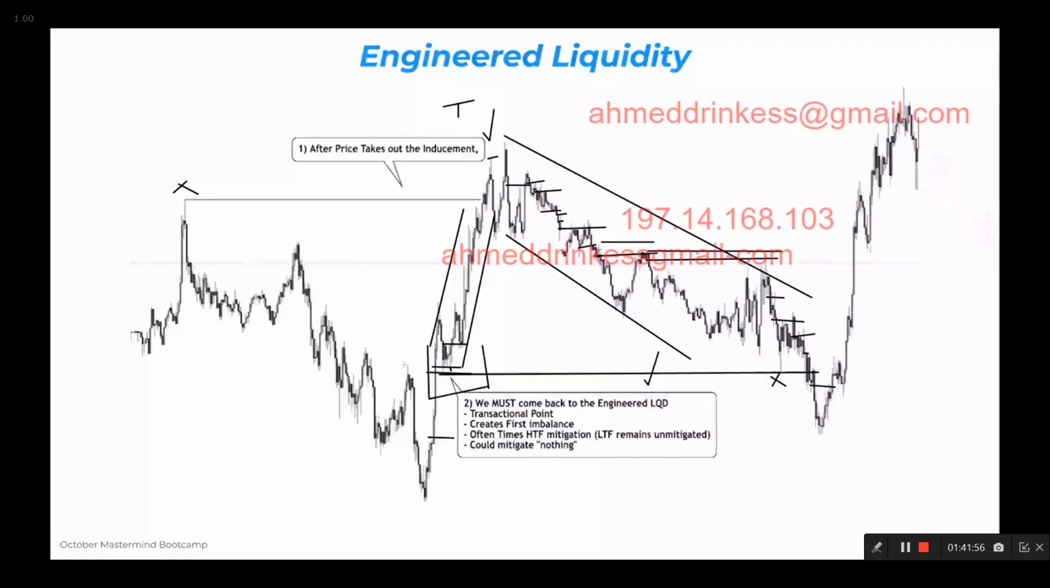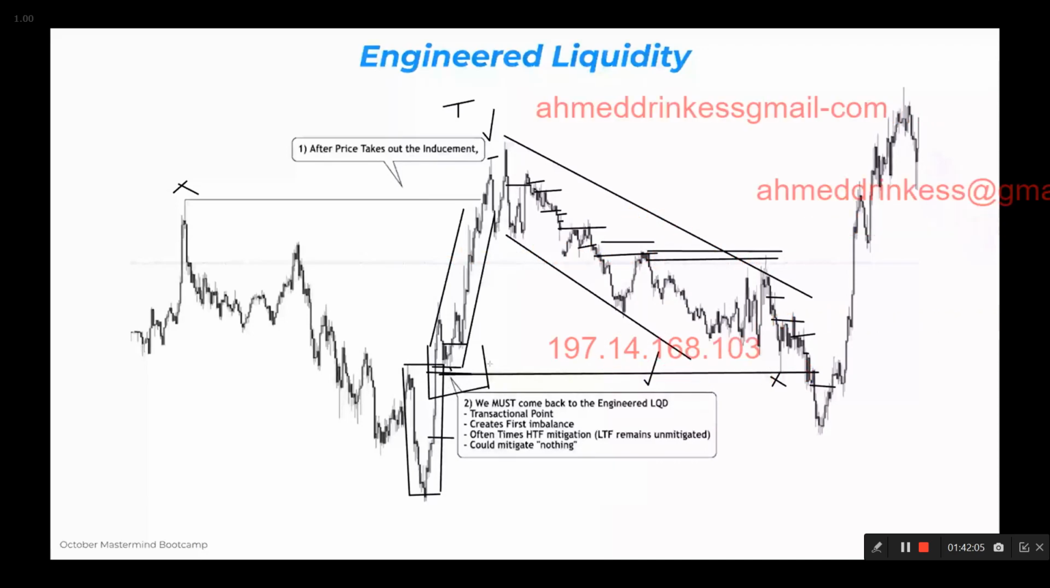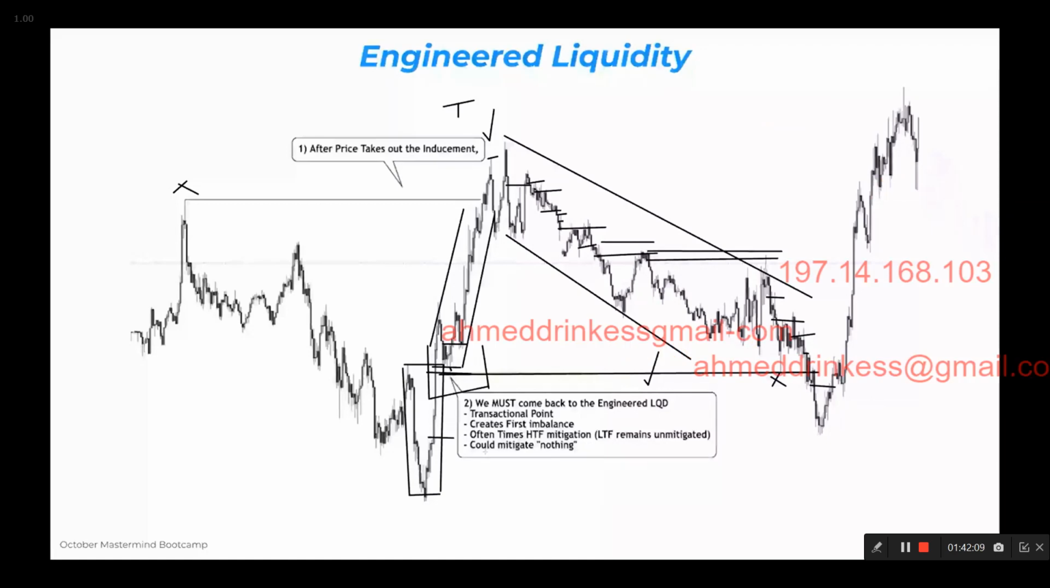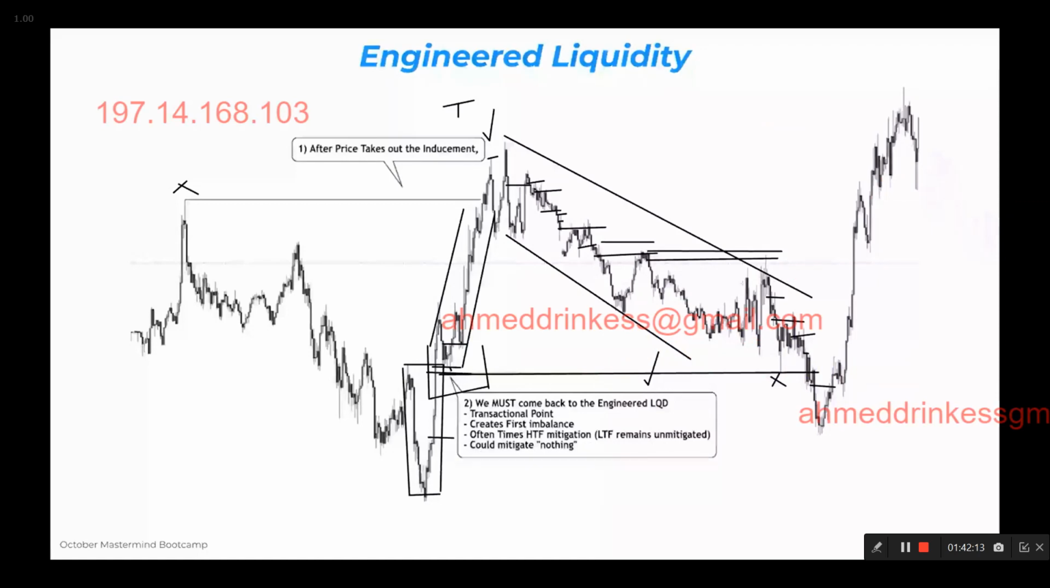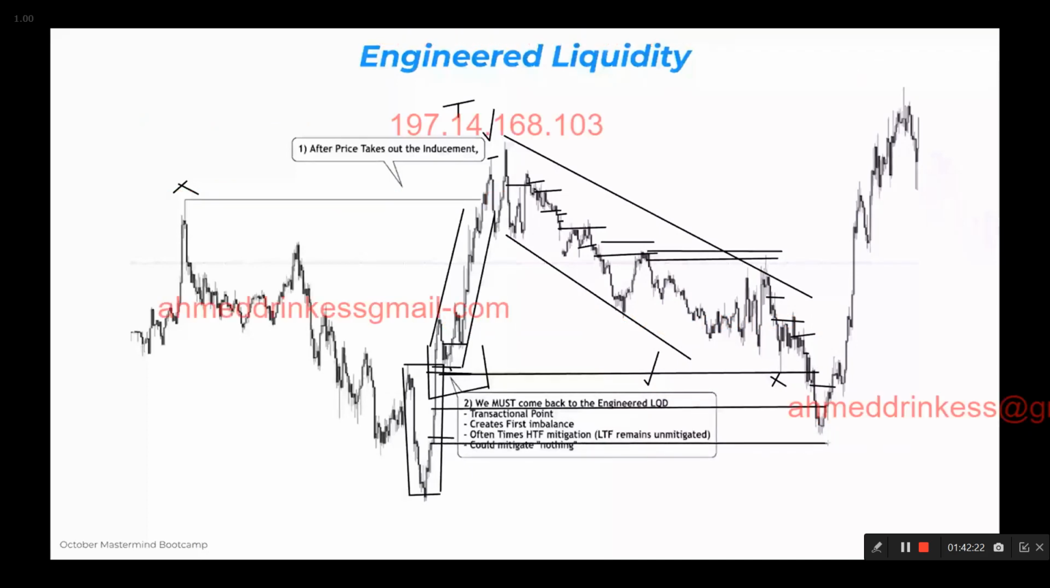Oftentimes, it'll either mitigate this higher time frame order block, which, by the way, that's what a breaker block is. It's just the top of a higher time frame order block, but the lower time frame remains unmitigated. Last but not least, it could mitigate nothing, but regardless, it needs to get taken out. So after it gets taken, then what happens? Well, price will mitigate some form of order block. After it's mitigated, then the whole cycle repeats.